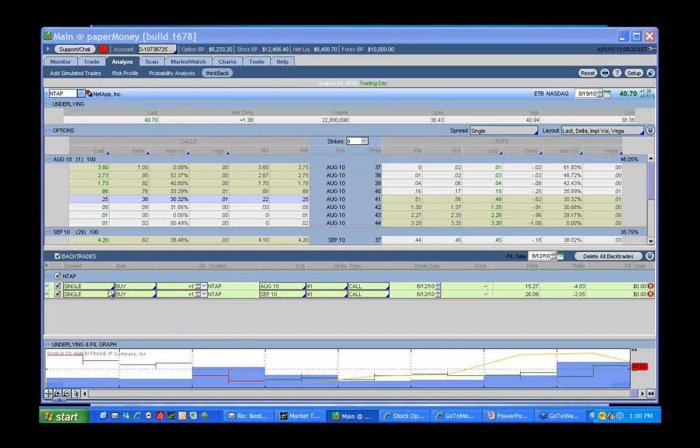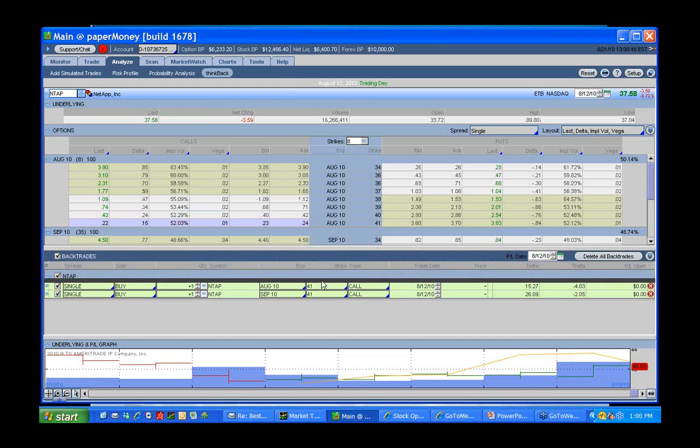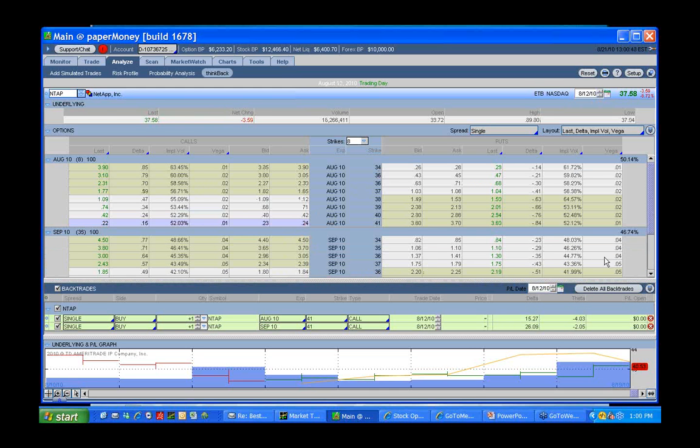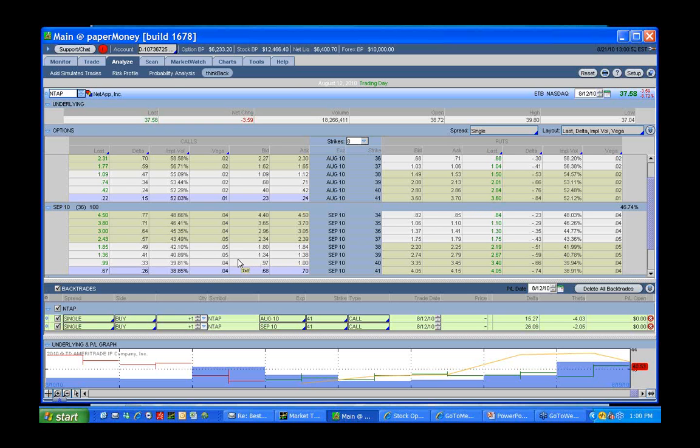Okay, here's our two trades. We bought one contract in TAP. We bought in August, and we bought a September, both at the same strike price, both on the same day. And even though this price isn't showing up here, if we back this up, we can see our entry prices on the 12th. Here's what we paid to get in each one of these.